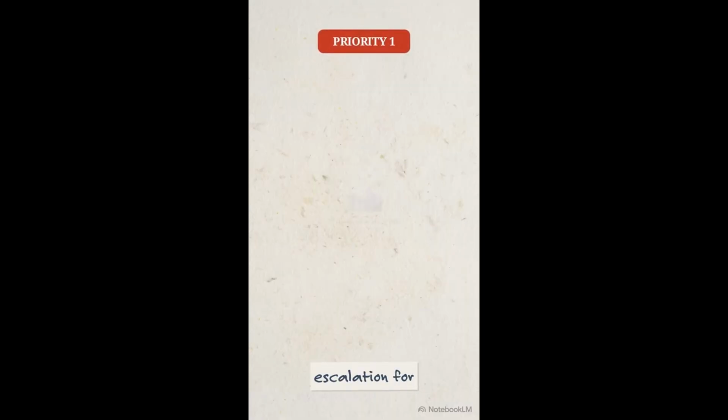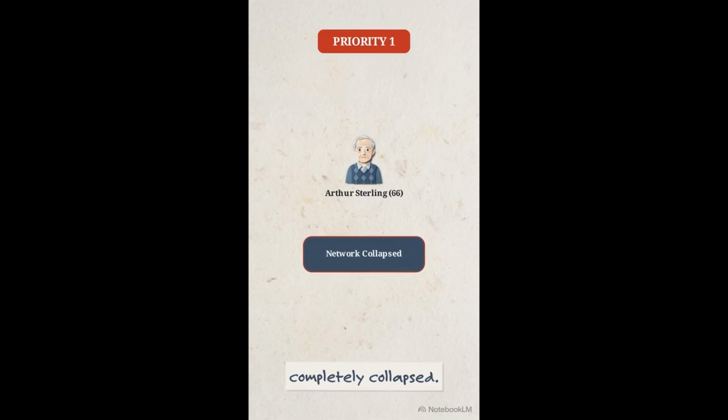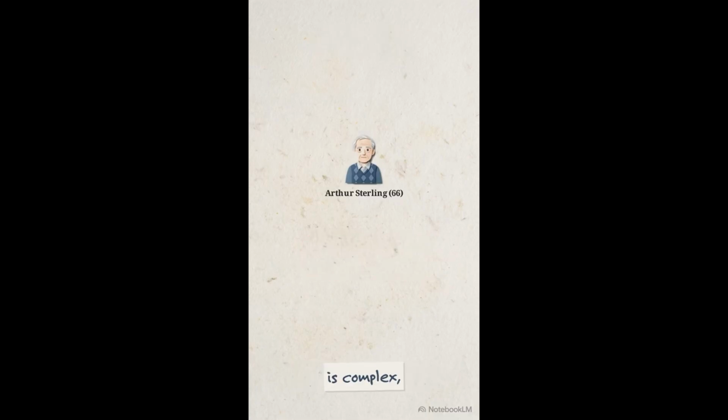Priority 1 case escalation for Arthur Sterling. Over the last 48 hours, his self-funded care structure has completely collapsed. Arthur's baseline is complex, managing advanced Parkinson plus and progressive dementia.